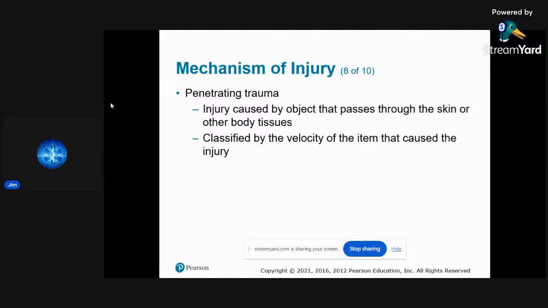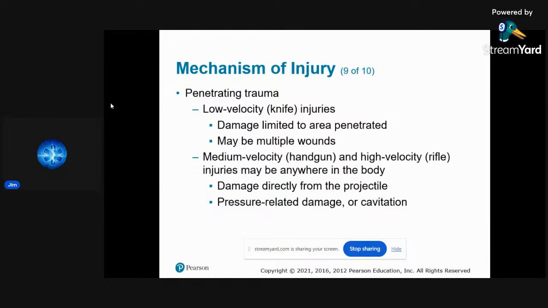Penetrating injuries. Injuries caused by an object that passes through the skin and other body tissues. We have different classifications for the velocity. It's either going to be a low, medium, or high velocity. Low velocity would be like a knife. Damage is limited to where the stab wound or the penetration is.